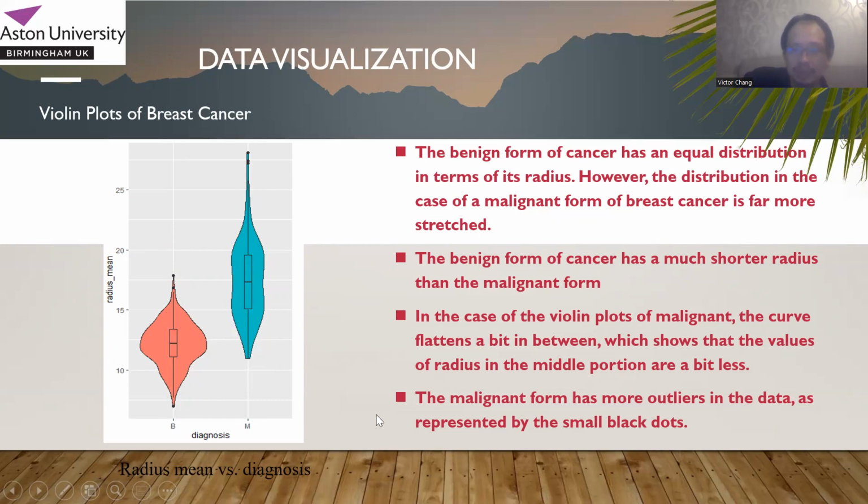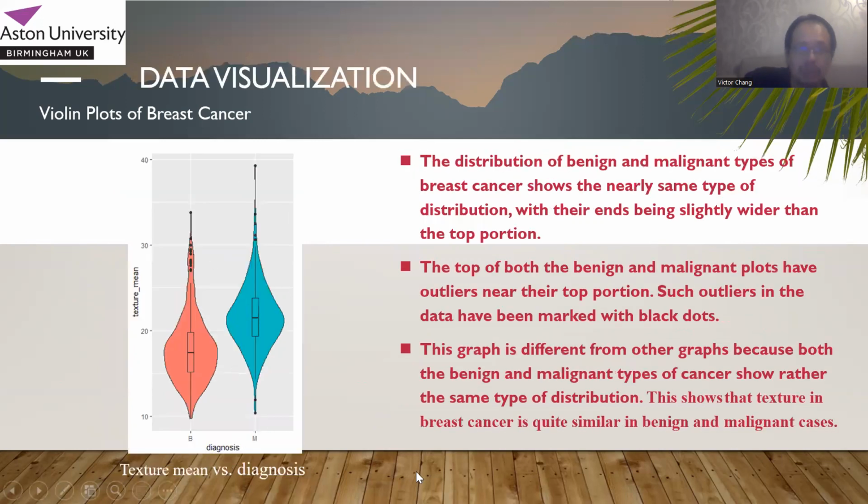For the malignant form, the other outliers in the data are represented by the small dots. So you can see there are outliers there. Of course, there are outliers there, but there are slightly more here. So the distribution of the benign and malignant types of breast cancer shows a nearly same type of distribution, with their ends being slightly wider than the top portion.